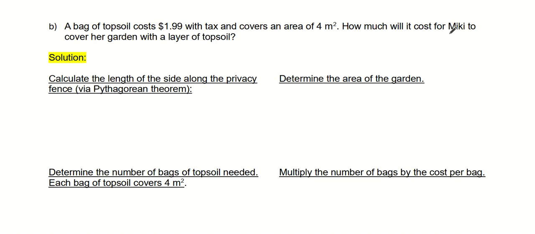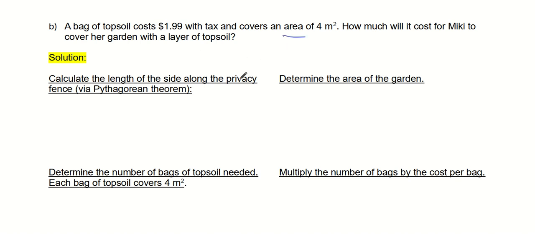A bag of topsoil costs $1.99, or basically $2 with tax. That's with tax, and covers an area of 4 meters. How much will it cost for Mika to cover her garden with a layer of topsoil? Okay, so you just basically want to cover her entire garden with topsoil, and it tells you that one bag is about 4 meters squared. So you see the squared here? You can tell right away this is area, and it actually says area here.